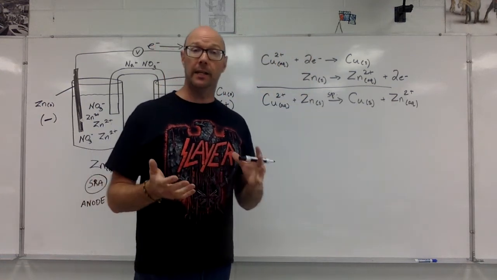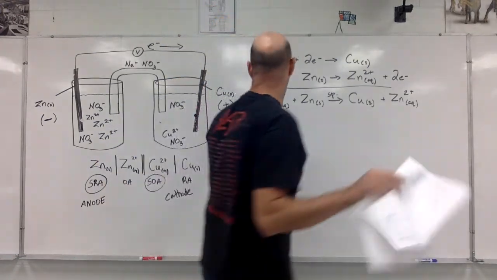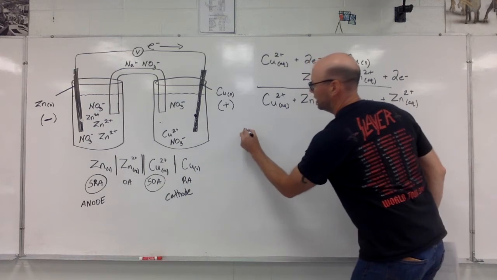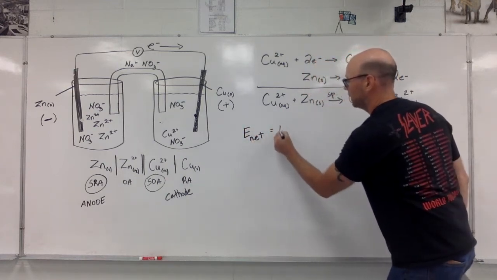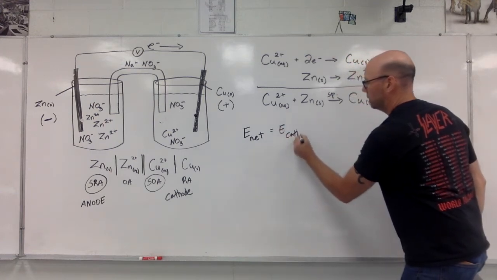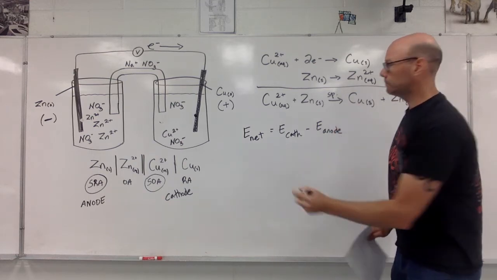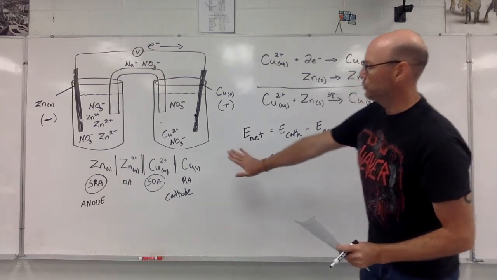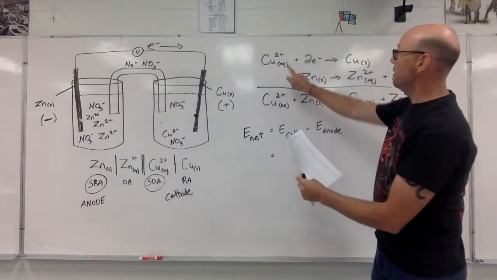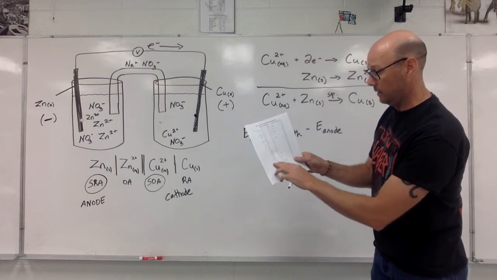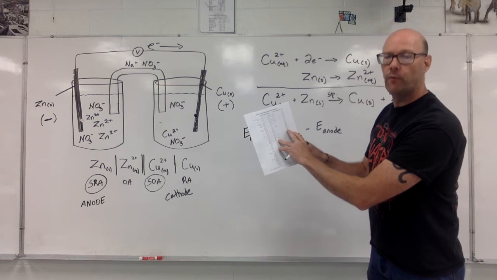The final thing that we can do here is calculate how much voltage this is actually producing. And we have this formula, the net cell potential, the voltage. It's the cathode minus the anode. The cathode, which we've been talking about, is this copper. I have to go to the data booklet to find this half reaction. What's that line? I found it up here. It's at positive 0.40.